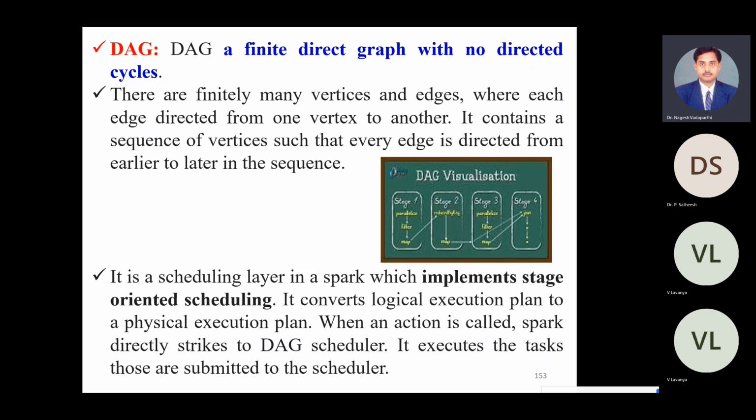It executes the tasks that are submitted to the scheduler. So in a parallel environment, the file is executed in a parallel manner. Whatever task we assign to each node, it performs according to the instructions of our program, written in Scala, Java, Python or R. It executes the tasks submitted to the scheduler. That is called a directed acyclic graph.